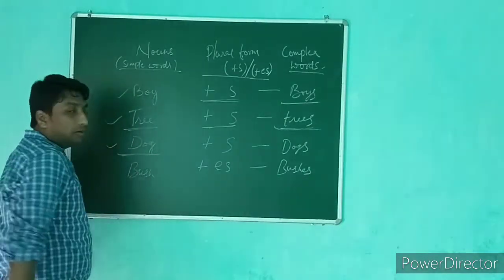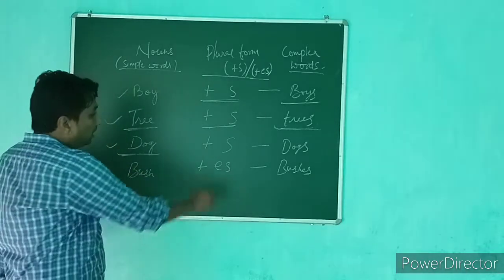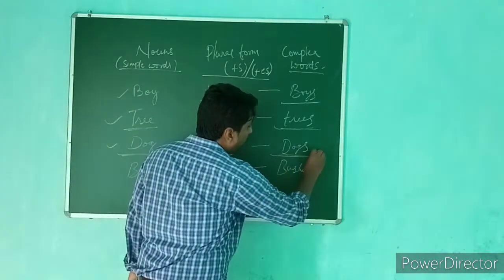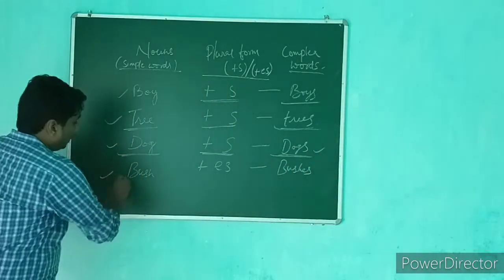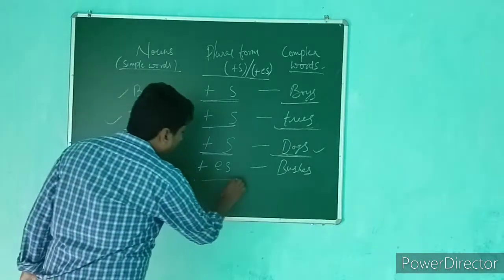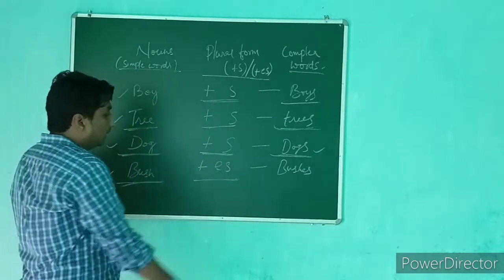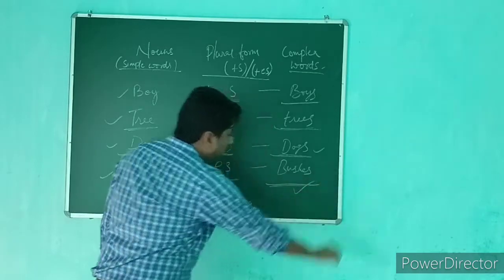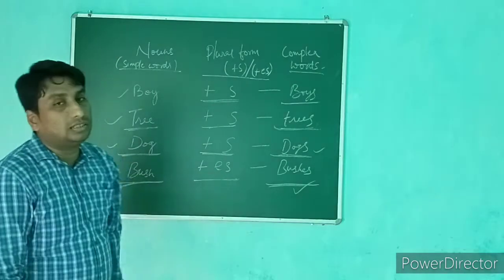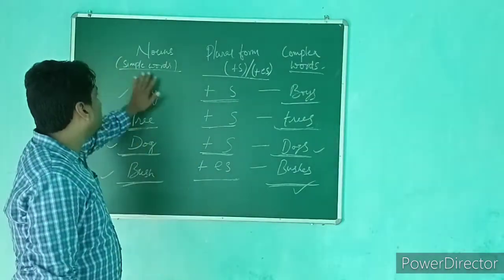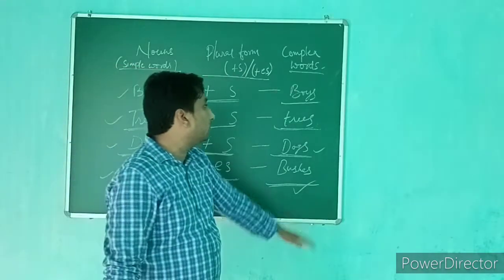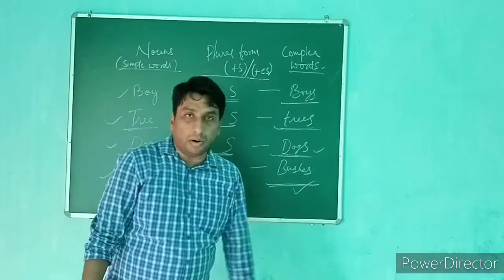Similarly, we have a simple word dog, and if we attach a plural ending s to it, we get a complex word dogs. And one more example we will consider, a simple word bush, and if we add a plural ending es, we get a complex word bushes. So from bush, by adding es, it becomes bushes. In this fashion, nouns or simple words can easily be attached to plural endings s or es, and complex words can easily be formed.